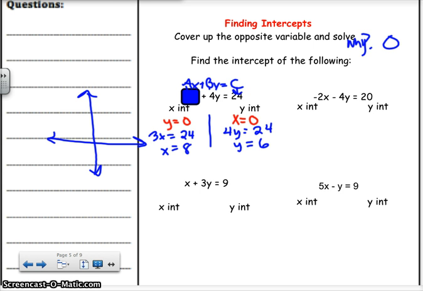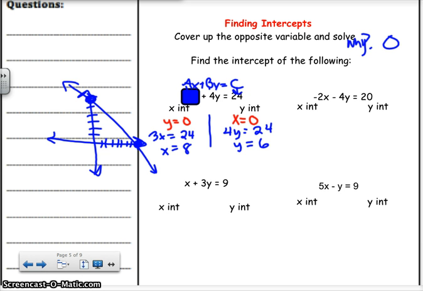So I'd say, okay, my y-intercept is 6. My x-intercept is 8. And I can connect them. And there's my line. Okay?